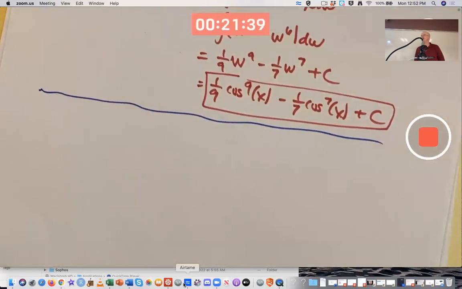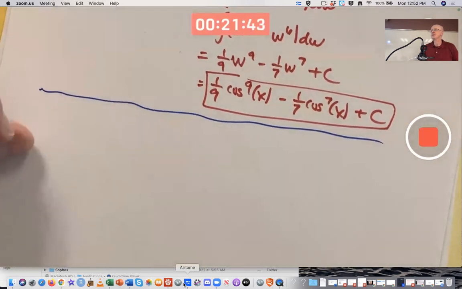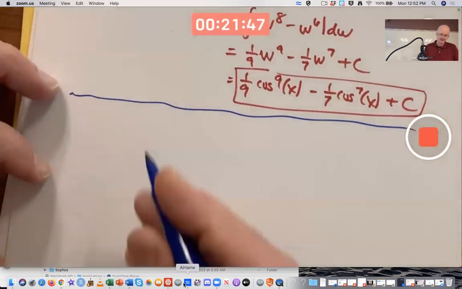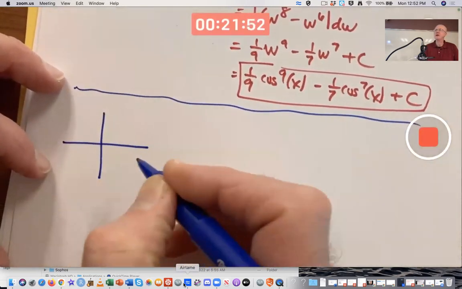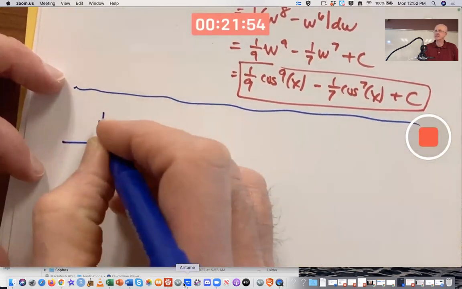Next thing I want to do today is some couple examples of what are called trigonometric substitutions. And in this first example, we're going to be motivated by trying to confirm that the area of the unit circle is pi.